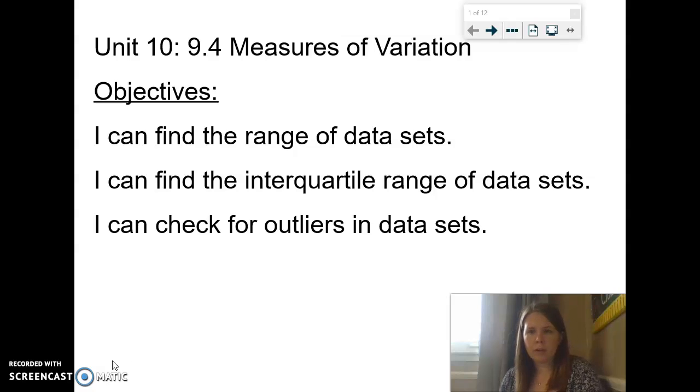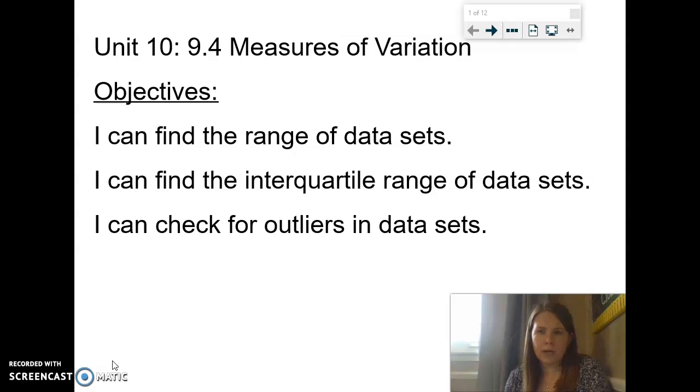So what I'm going to do is read off our icons and explain a little bit more what we're doing. I can find the range of data sets. I can find the interquartile range of data sets, and I can check for outliers in data sets.